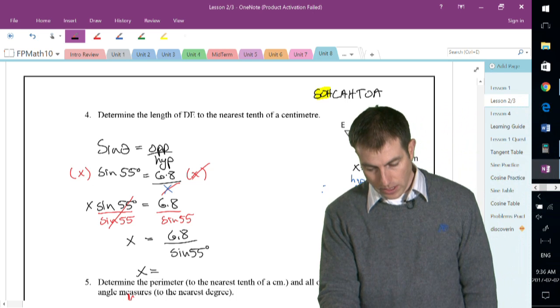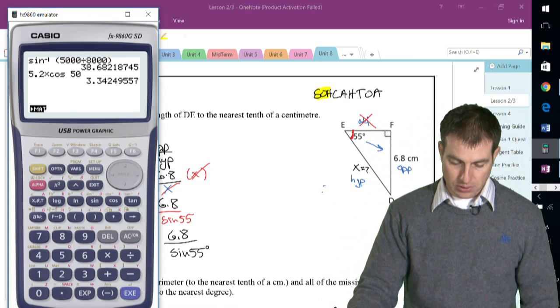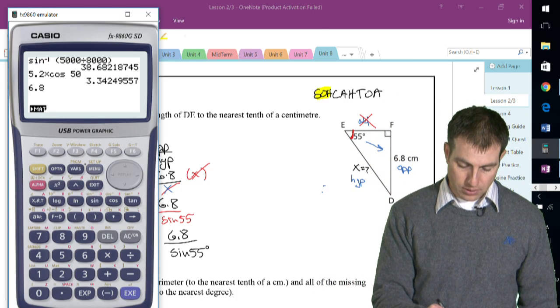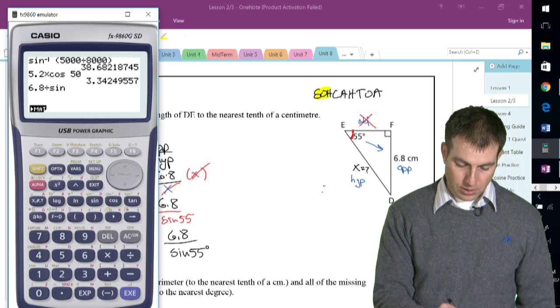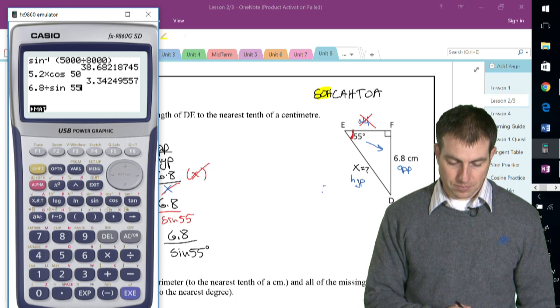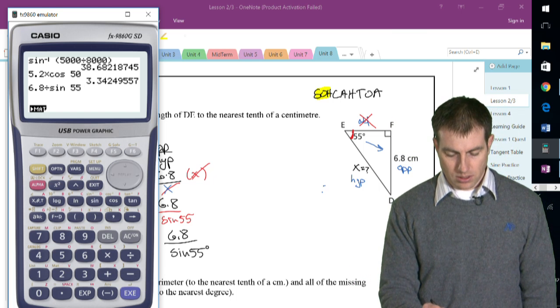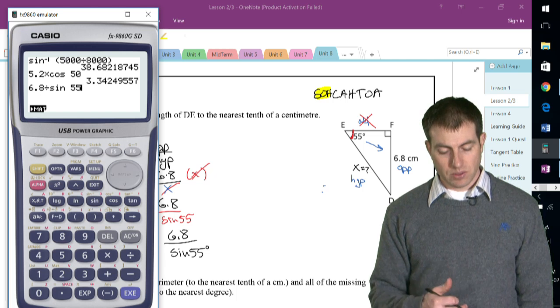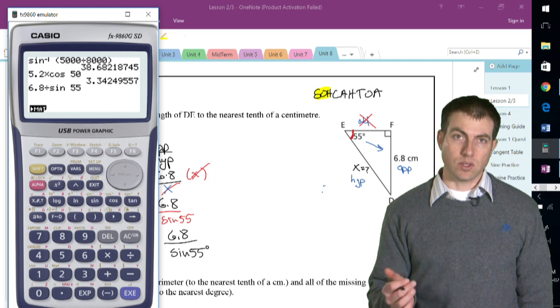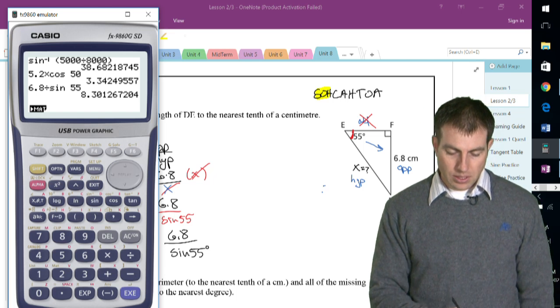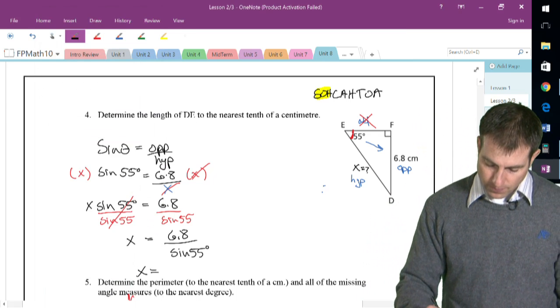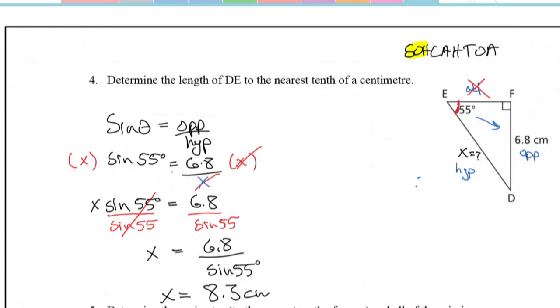And you can likely plug that into your calculator just as it's written. So 6.8 divided by the sine of 55. And your calculator should just accept that. If it doesn't, you'll have to go sine 55, figure out what the decimal is, and then go 6.8 divided by that. So 8.3 centimeters is the length of that side.